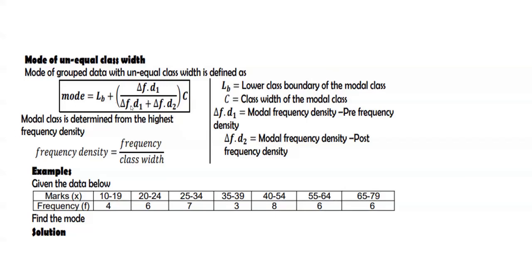What about this other one: the modal frequency density minus the post-frequency density, or the modal frequency density minus the frequency density after it. The frequency density is frequency divided by class width. Let us look at this example, and then we'll be able to understand better.